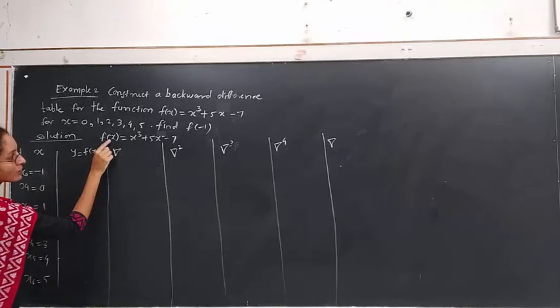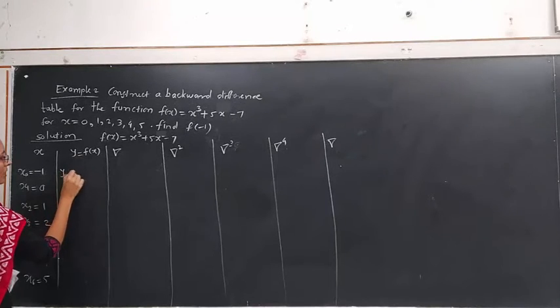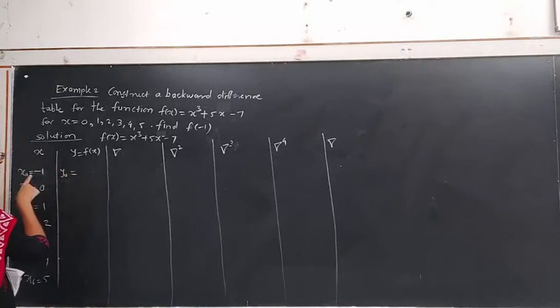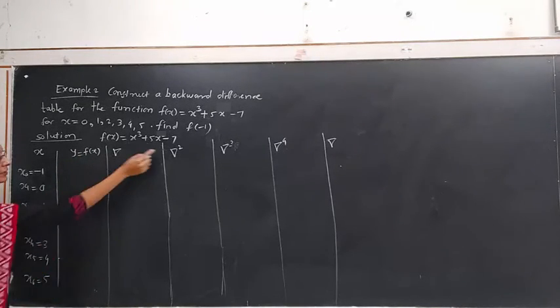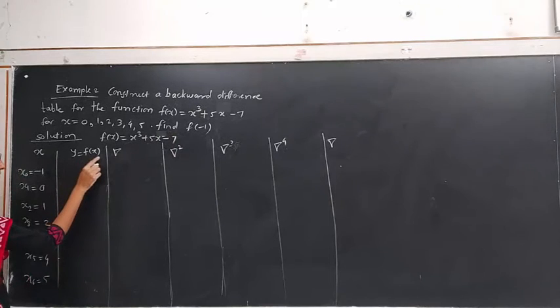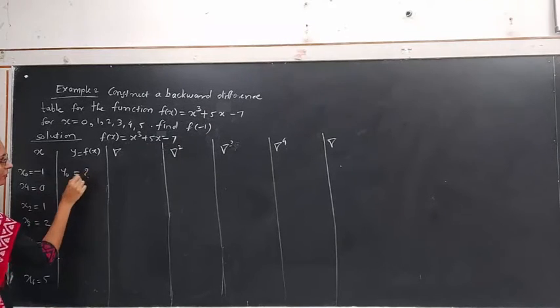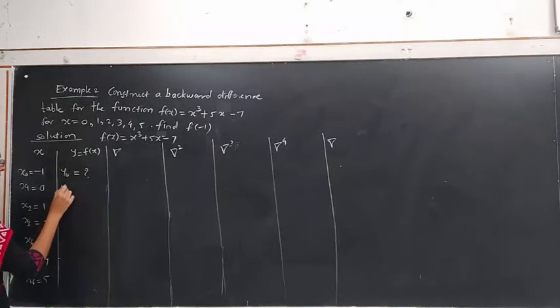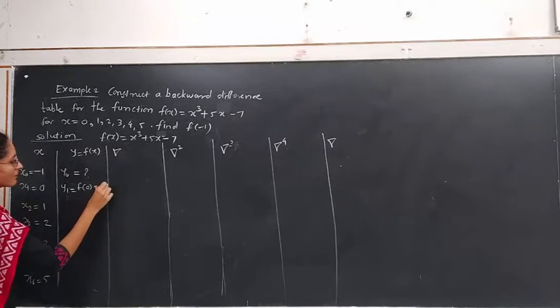Corresponding to these values, we find the values of f of x. Put x equal to x0, then we get y0 equal to f of x0. What is x0? Minus 1. Initially, in the second column, we will get the value of f of minus 1, because y is equal to f of x, y0 is equal to f of x0. That is what we have to find. y1 is equal to f of x1, which is f of 0, and f of 0 value is minus 7.